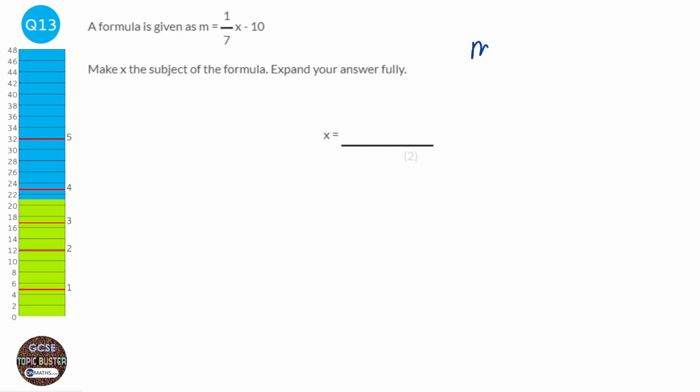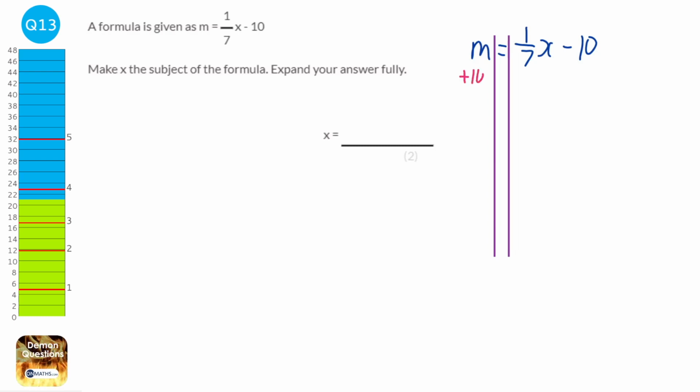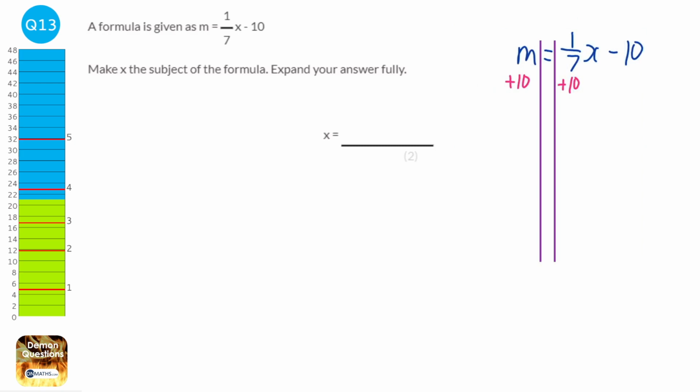I'm going to start just by writing out the equation, and I can put my lines in. Okay, we're asked to make x the subject, so we're going to first of all add 10 to both sides. In fact, I'm just going to move all this over a little bit so I've got a bit more space. Okay, so we're left with m plus 10 on the left hand side, and we've got 1/7 x on the right hand side. Now to get rid of the 1/7, what I can do is just times both sides by 7.